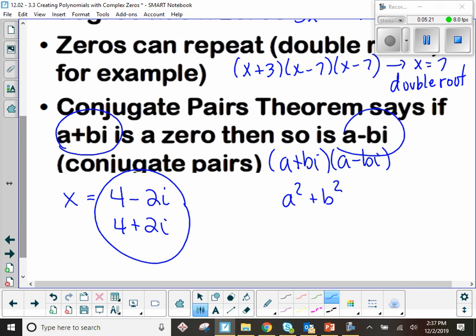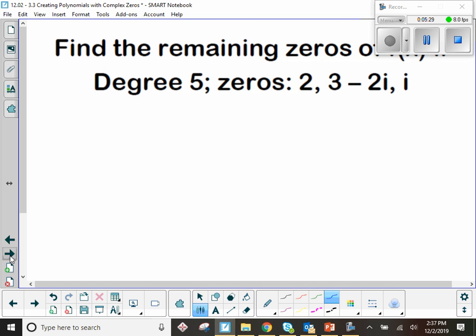When you have real number coefficients, which we do, keep that in mind. We're going to tie all this together here in just a little bit. So in this example right here, we're not yet doing all the foiling and the multiplying. We're just being sure we know how to figure out what all the zeros are. So it says find the remaining zeros of a polynomial that has degree 5 and those given zeros.